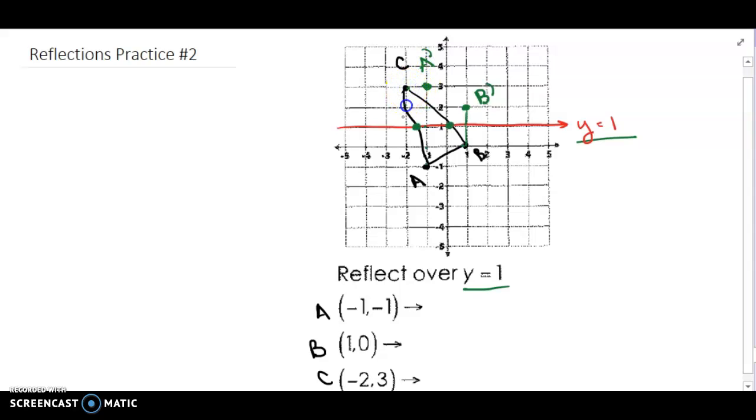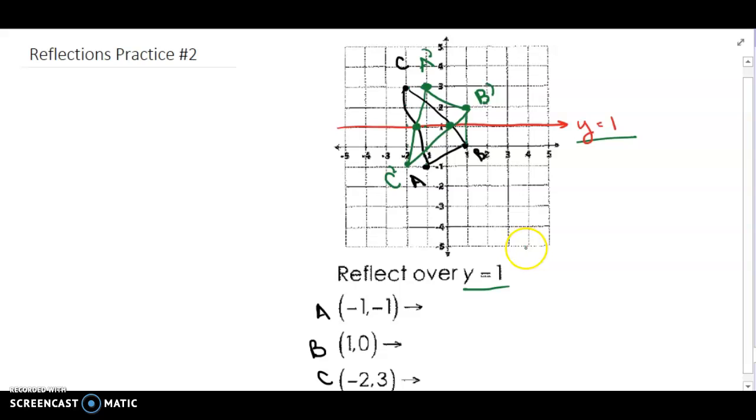And then my C is 1, 2 above the line of reflection. So I'm going to go 1, 2 below it. And this is my C prime. So if I connect the dots, I would get this. So this is what my triangle A prime, B prime, C prime looks like.